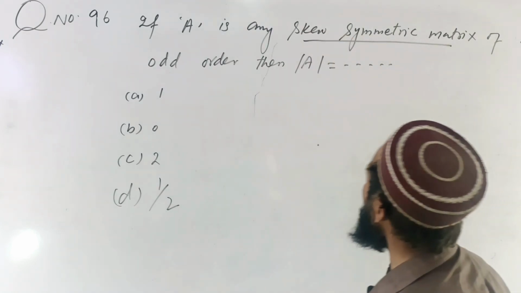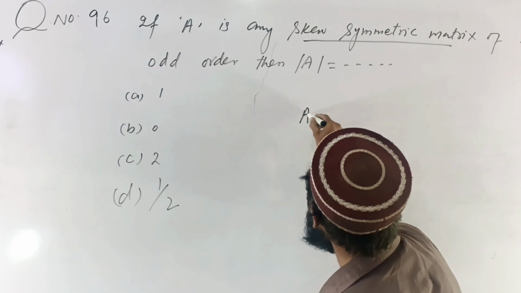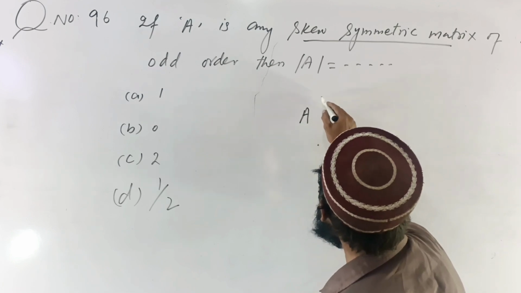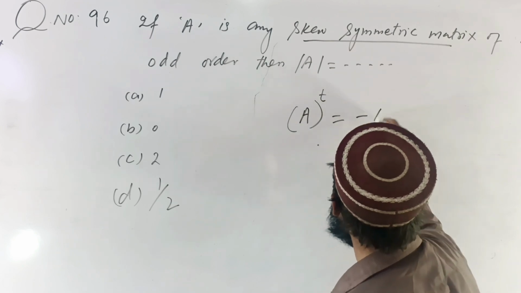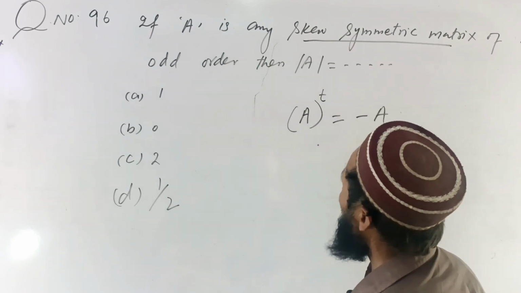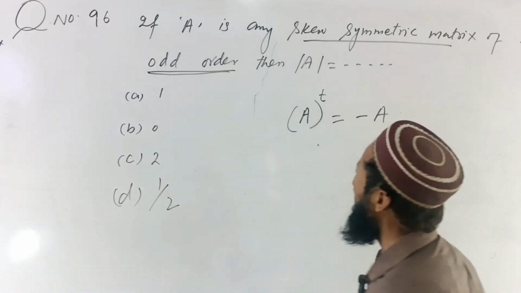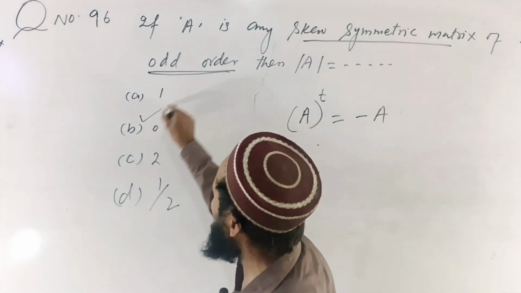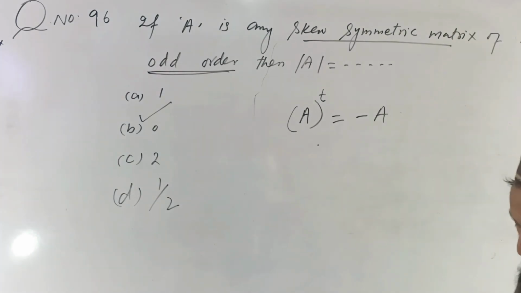According to the definition of a skew symmetric matrix, A transpose is equal to minus A. But here, for an odd order, the determinant is equal to 0. In this situation, since it is odd order, the result will be equal to 0.